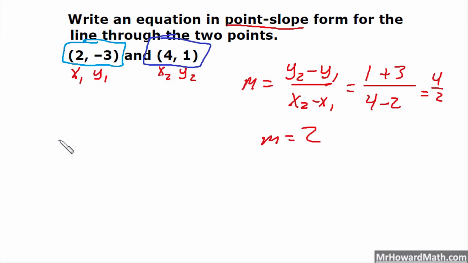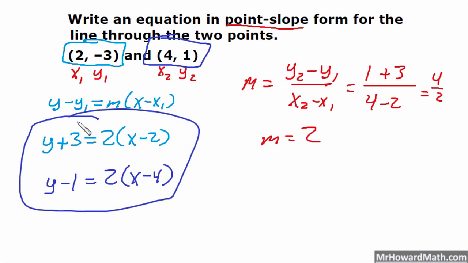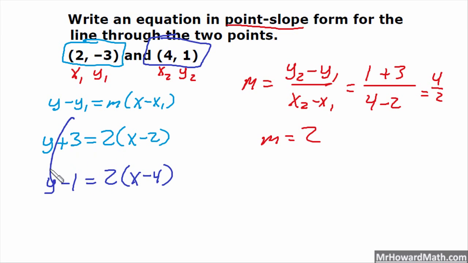So that first point, the equation would be y plus 3 equals 2 times x minus 2. Remember, this was the form y minus y1 equals m times x minus x1. We'll just fill in the information. Now we can write the same exact line using this point with our slope. So the same exact line could be written this way: y minus 1 equals 2 times x minus 4. These are the exact same line. They're just written with different points. The slopes are the same, but the points differ.